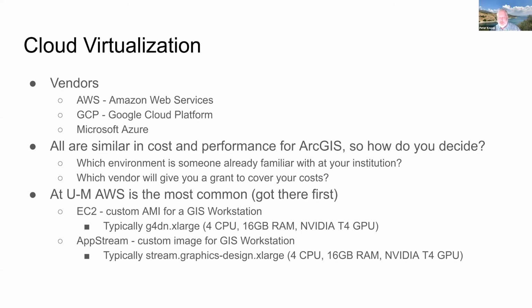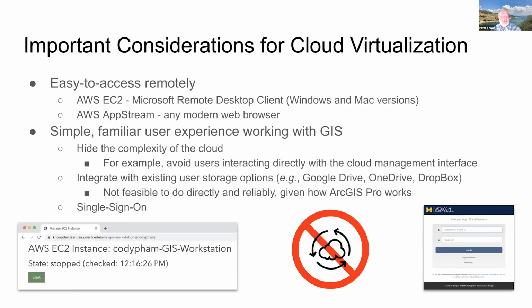A lot of the education uses, like the class we're going to talk about here, you can pretty much have all your costs covered through AWS Educate or the equivalent programs with Microsoft and Google. At U of M, AWS is the first on our campus, so it's certainly still the most common. In terms of the hardware, as Brian mentioned before, the T4 GPU is really a good point for running Pro. Both EC2 and AppStream offer similar hardware under slightly different names. So the performance we're getting there is relatively comparable in terms of the underlying hardware. Some of the considerations for cloud virtualization, I think, from the user perspective, it needs to be easy to access remotely.